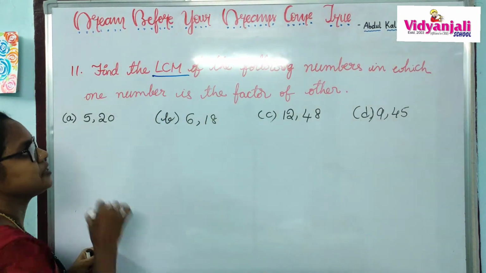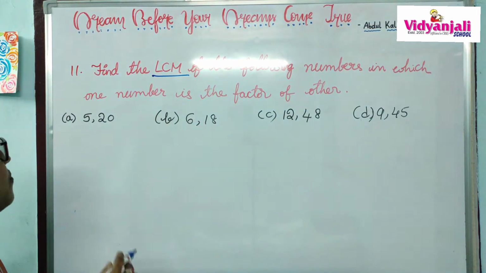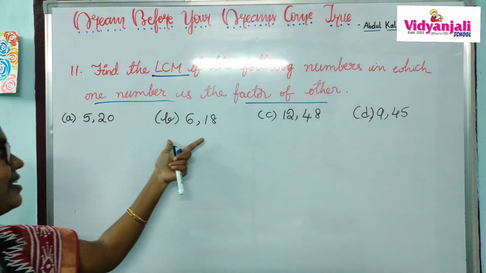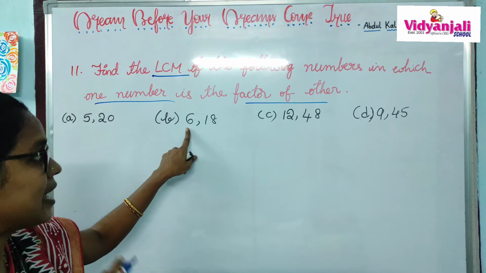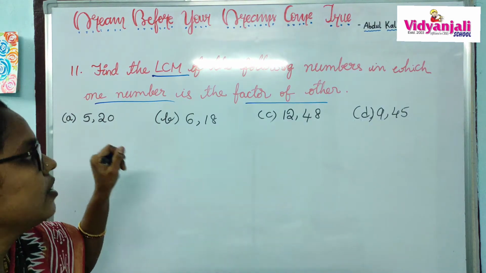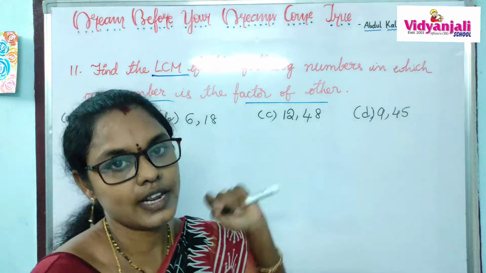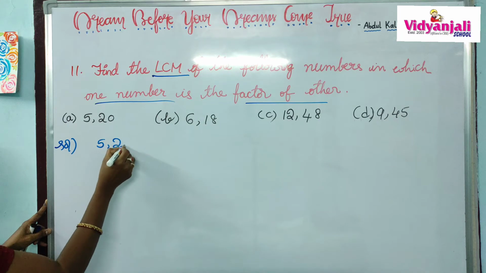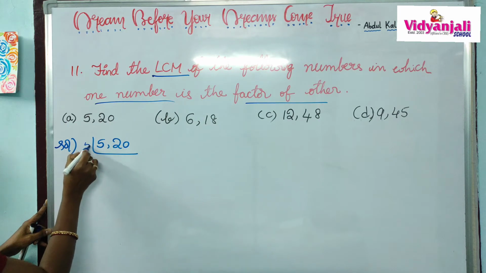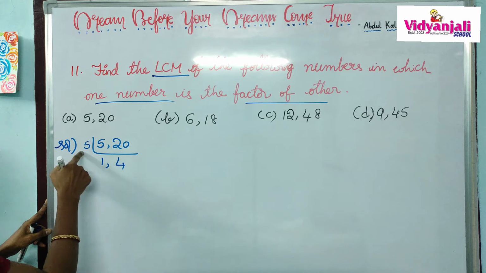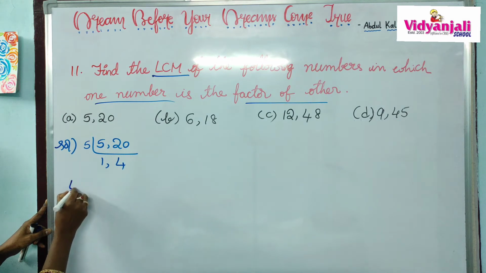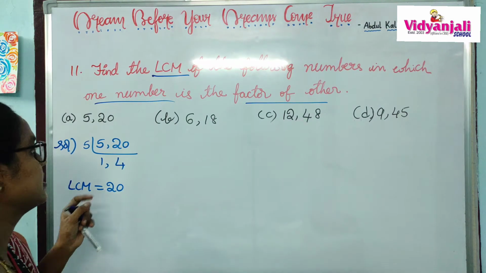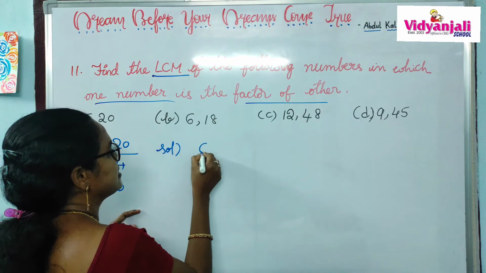Question. Find the LCM of the following numbers in which one number is the factor of the other. So that means in each question, one number is the factor of the second number. First, let us find the LCM in all four cases. Then we can discuss. 5 and 20. How to find the LCM? 5 and 20 are divisible by 5. So, 5 table 1 time, 5 table 4 times. So, LCM is 5 into 4, 20.